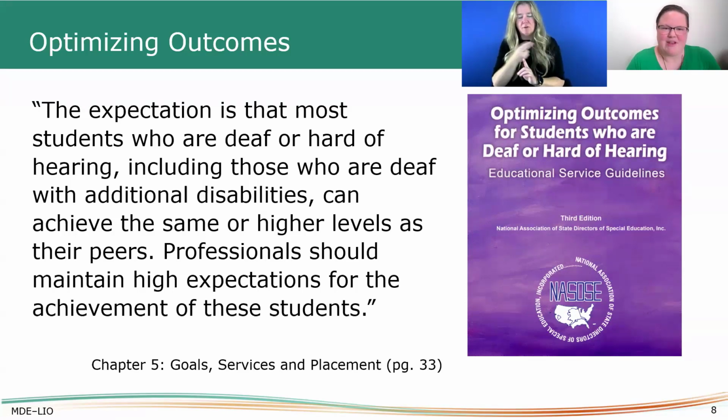There are many, many pages and lots of information in this, but I wanted to draw your attention to this quote from chapter 5 that says, "The expectation is that most students who are deaf and hard of hearing, including those who are deaf with additional disabilities, can achieve the same or higher levels as their peers. Professionals should maintain high expectations for the achievement of these students." And I feel like that was a theme today of our conversation as well.